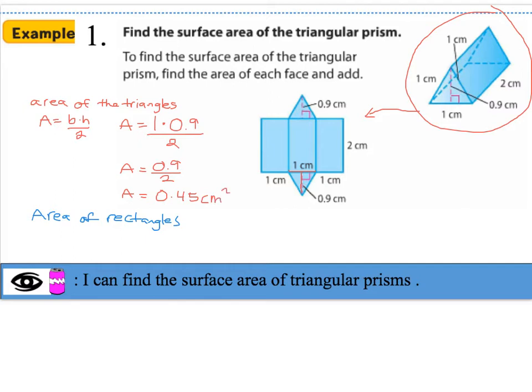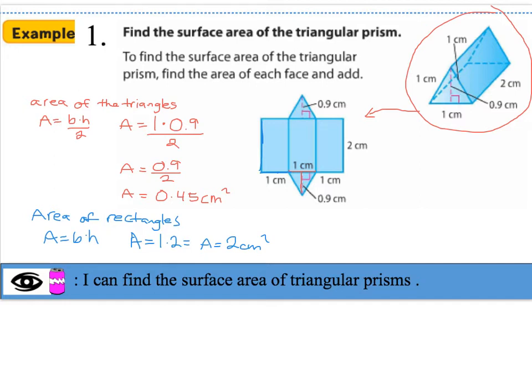Alright, so finding the area of the rectangle, I'm going to use area is equal to base times height. And I know that the base of it would be 1 centimeter and the height of it would be 2 centimeters. So area is equal to 1 times 2. And the area of one rectangle would equal 2 centimeters squared.